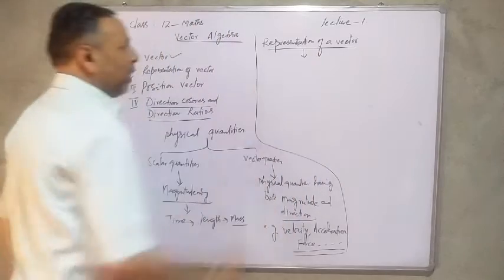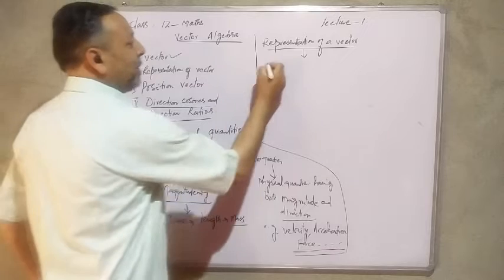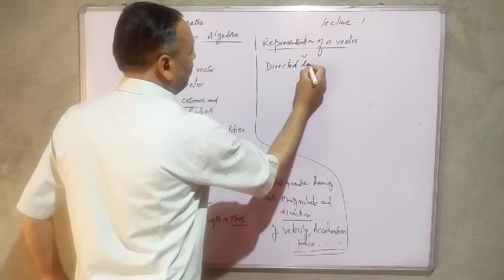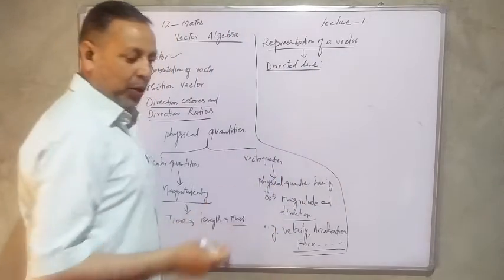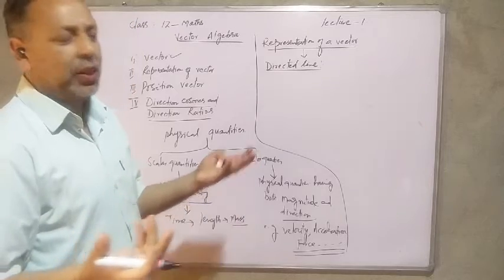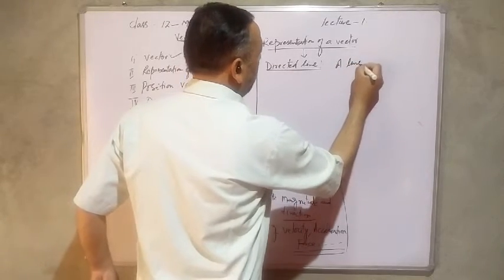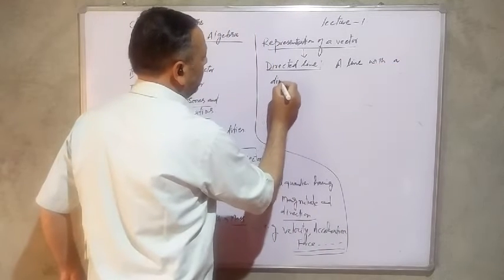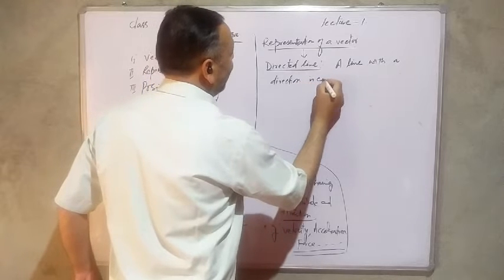Before discussing the representation of a vector, we must know what is a directed line. What is a directed line? डायरेक्टेड लाइन क्या होती है? वो लाइन जिसकी कोई डायरेक्शन होगी. Any line with a direction is a directed line. A line with a direction is called a directed line.